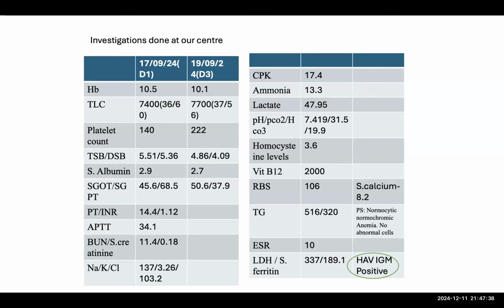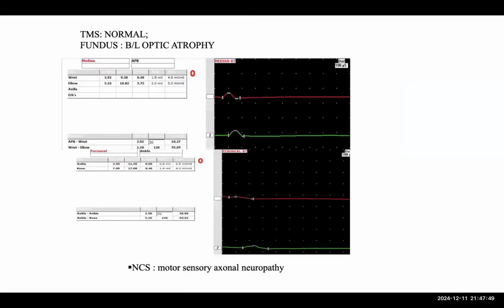PT-INR was normal, but we still got a triglyceride done. Fasting was 320, ESR was 10, LDH was 337, ferritin was 189. The child was HIV IgM positive. TMS was normal. Fundus showed bilateral optic atrophy. NCS showed motor sensory axonal neuropathy in both upper limbs as well as lower limbs.